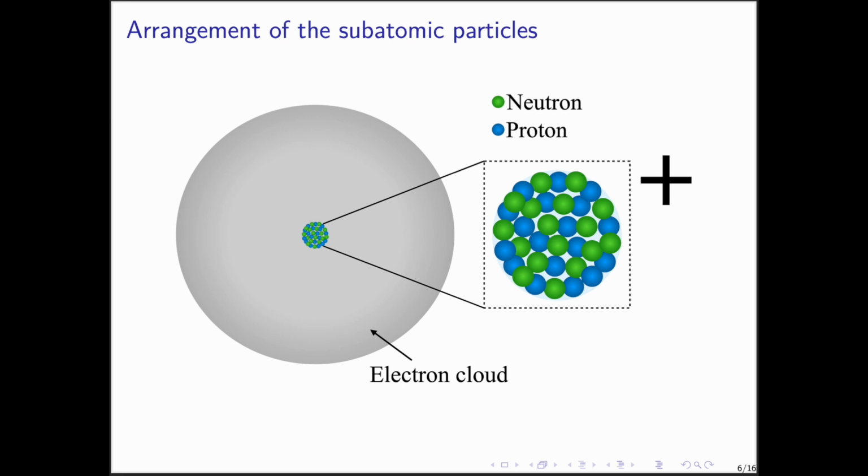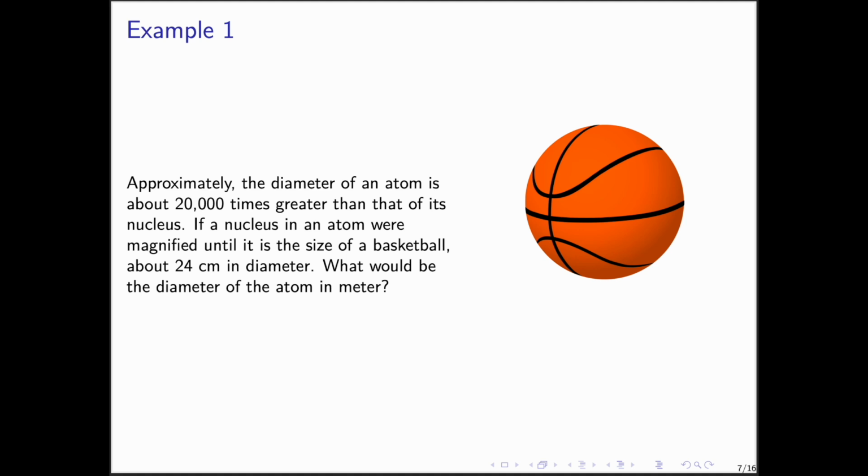Let's try to answer this question together. The diameter of an atom is about 20,000 times larger than the diameter of its nucleus. To visualize this, imagine the nucleus being the size of a basketball, around 24 centimeters wide. So, what would the diameter of the atom be in this case? Before continuing, pause the video and take a moment to solve it yourself. Then check your answer.